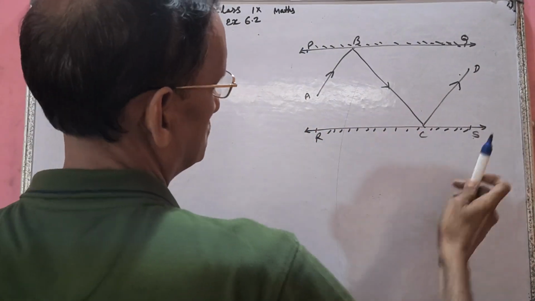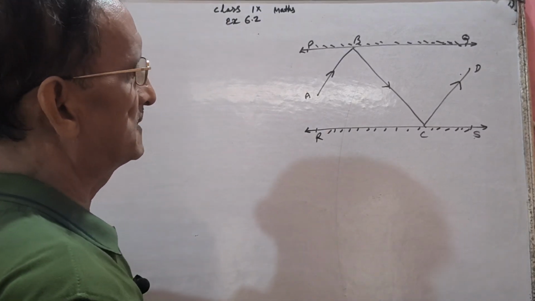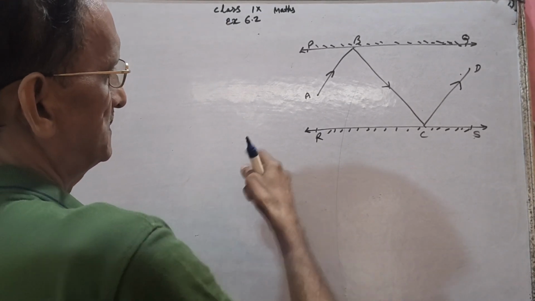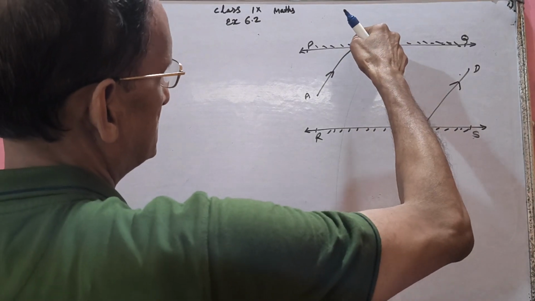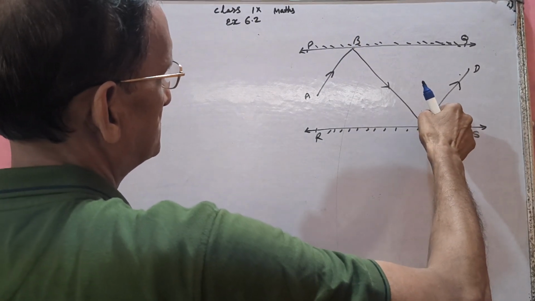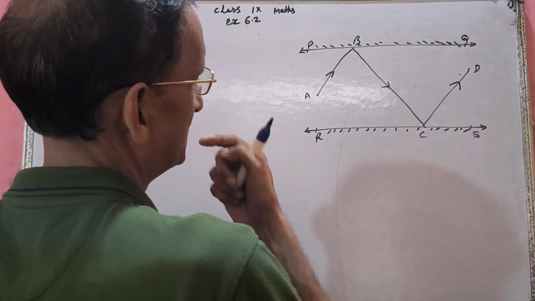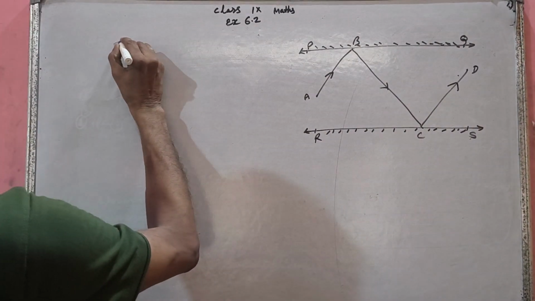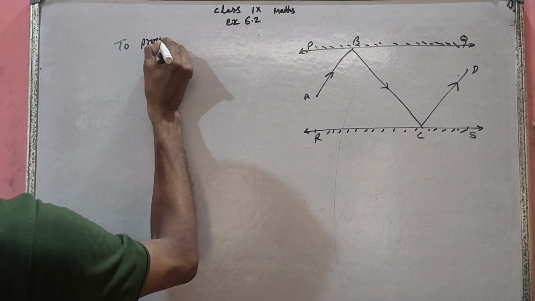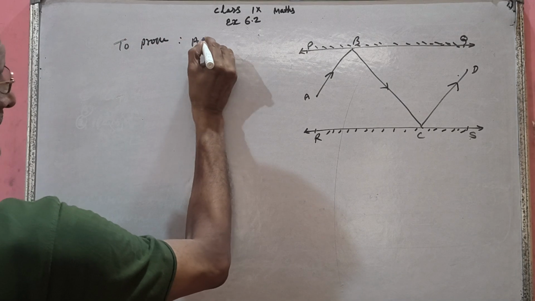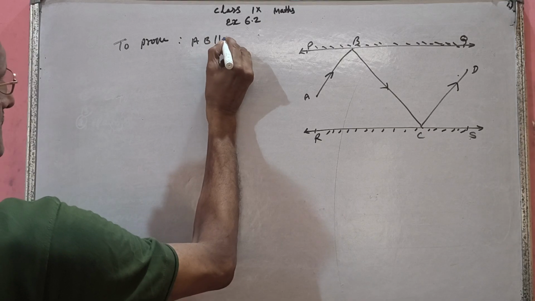PQ and RS are two plane mirrors placed parallel to each other. AB is the incident ray and BC the reflected ray for PQ, but it is incident ray for RS, and CD is reflected ray. We need to prove AB parallel CD.